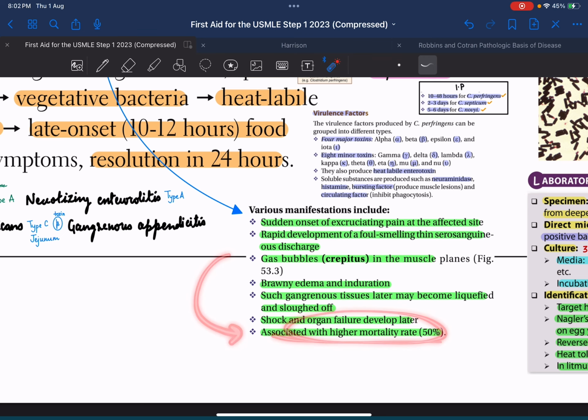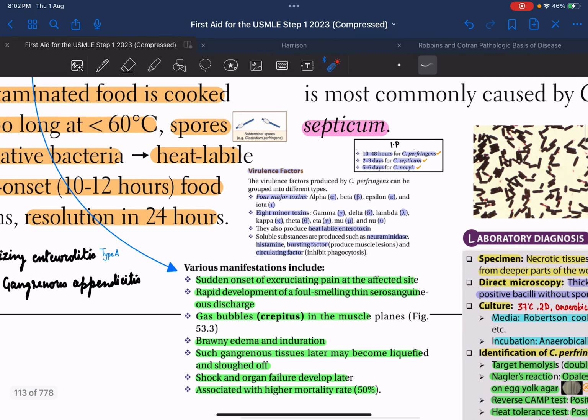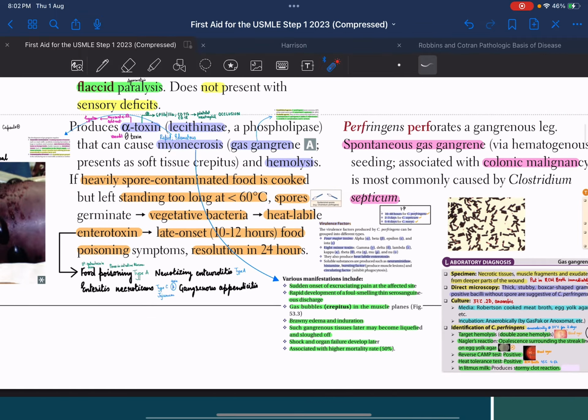It's not gas gangrene, but I've seen a case of venous gangrene, and that patient actually eventually died, and it is one of the patients which I presented in my surgery posting viva, and that's very near to my heart, weirdly. Okay, we'll talk about that later.